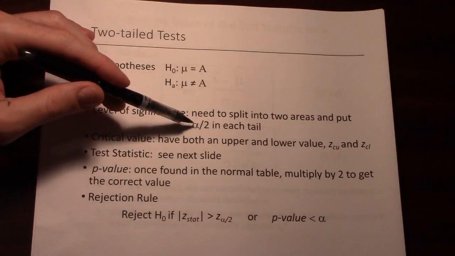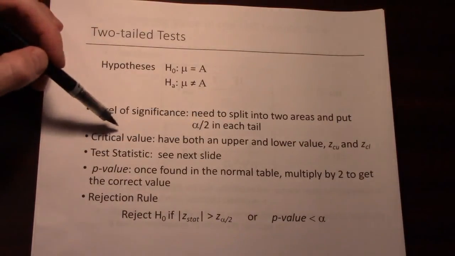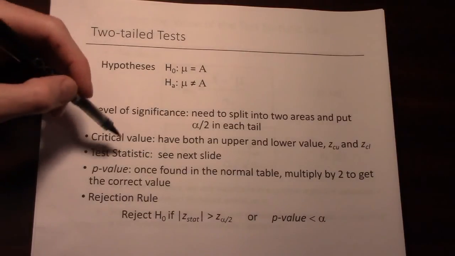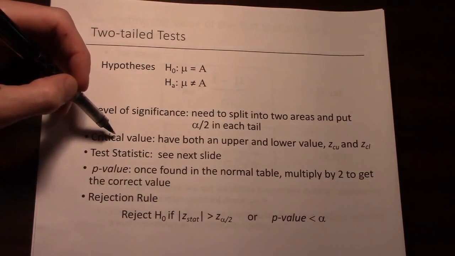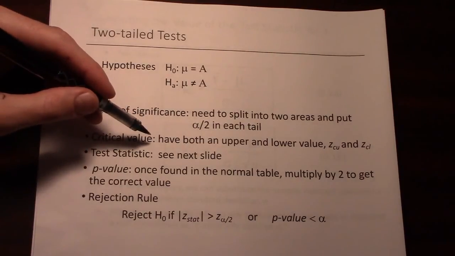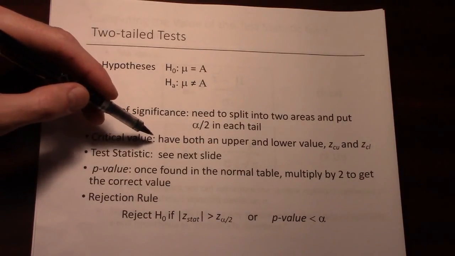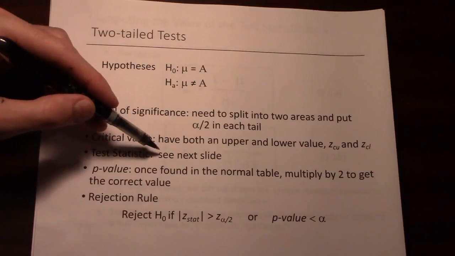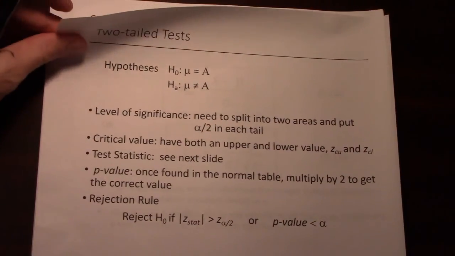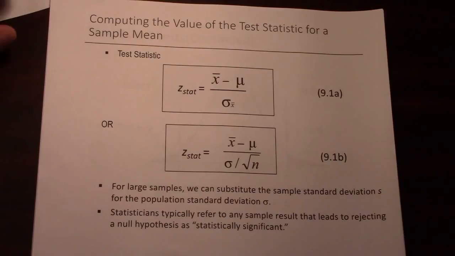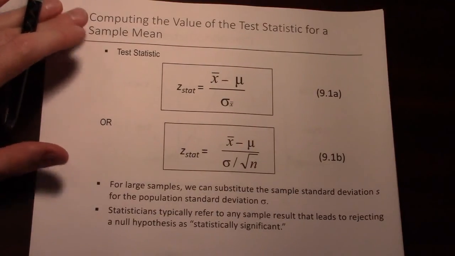Suppose it's 10%, we divide that by 2 and put 5% in each tail. Find the critical value, and if it was 5%, it would be negative 1.65, positive 1.65, and we would calculate our test statistic, which I will review on the next slide. So let me actually just do that right now. Okay, so let's turn to the next slide.